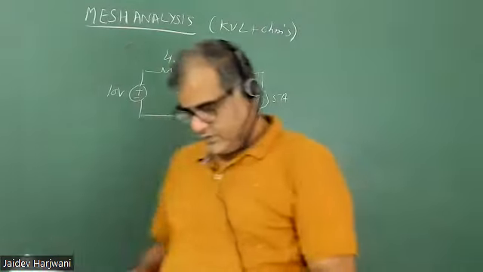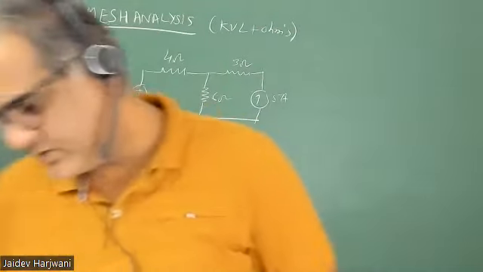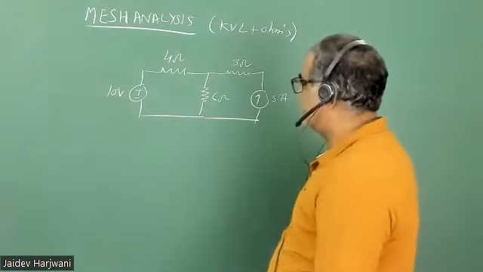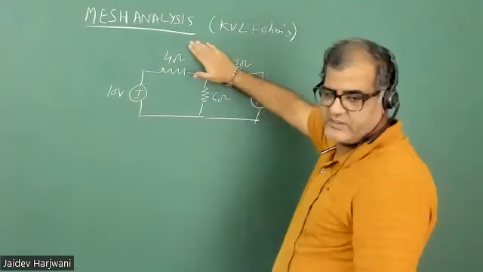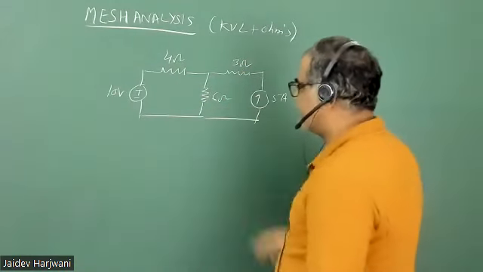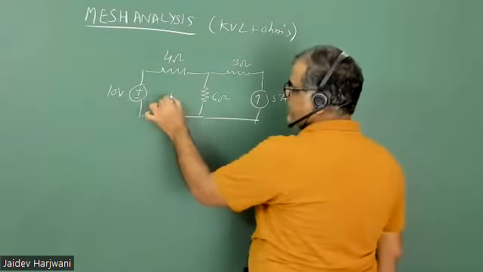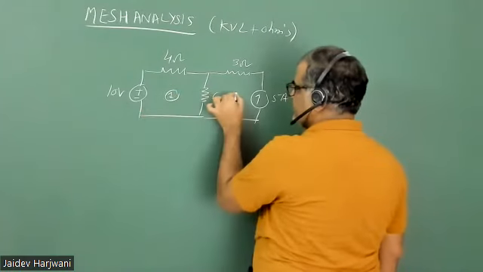So we have a total of 2 meshes. Okay, mesh means independent loop, we already discussed. So in this circuit we have 2 meshes. Okay, let me call this mesh number 1 and this mesh number 2.